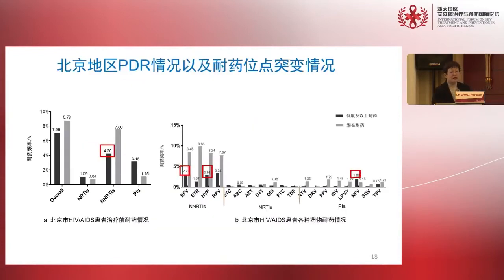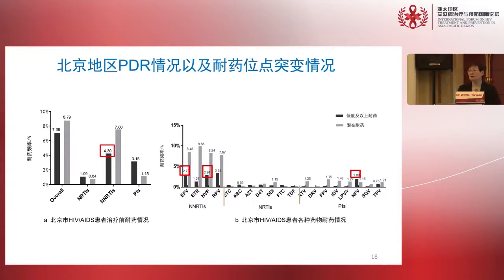So this is the data from our hospital between 2014 and 2018 regarding the resistance. You can see that this is the situation in Beijing. I think that back at that moment, we didn't have a very good interpretation of the data. So this is the mutation and the resistance in Beijing.